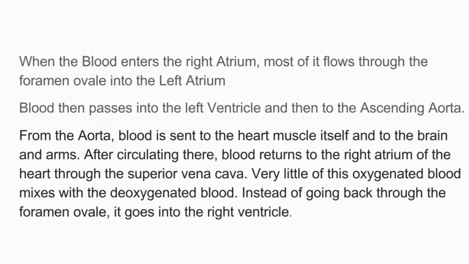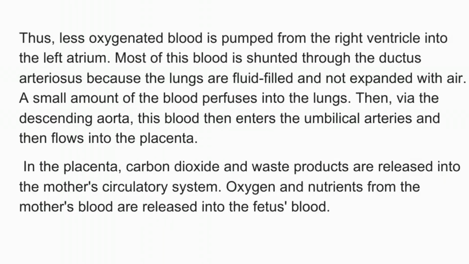All right, from the aorta, blood is being sent to the heart muscle itself and the brain and arms. And after circulating there, blood returns to the right atrium of the heart through the superior vena cava. Very little of this oxygenated blood mixes with deoxygenated blood. Instead of going back through the foramen ovale, it goes through the right ventricle. From the superior vena cava, the blood flows directly from the right atrium into the right ventricle. It doesn't pass through the foramen ovale this time, it flows directly to the right ventricle. Thus, less oxygenated blood is pumped from the right ventricle.